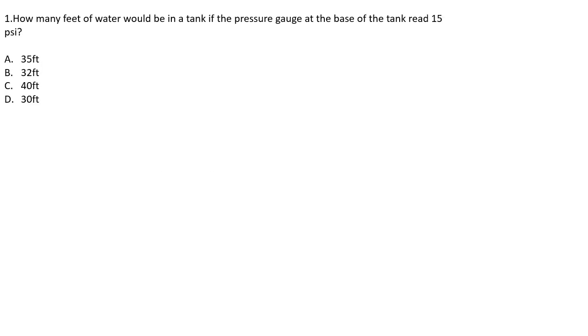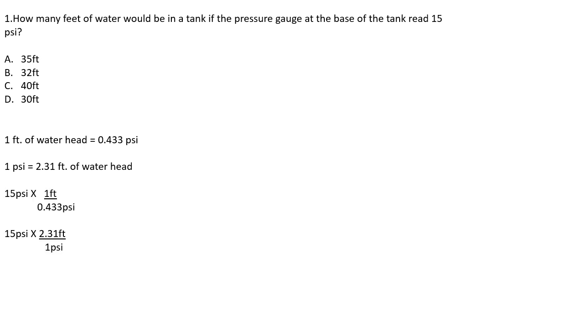Question 1. How many feet of water would be in a tank if the pressure gauge at the base of the tank read 15 psi? So what we know is that 1 foot of water head is equal to 0.433 psi. Also, 1 psi is equal to 2.31 foot of water head. We're going to solve using both of these. So as always with unit conversion, what you want to cancel goes on the bottom. It's dead, it's buried, it's underneath.